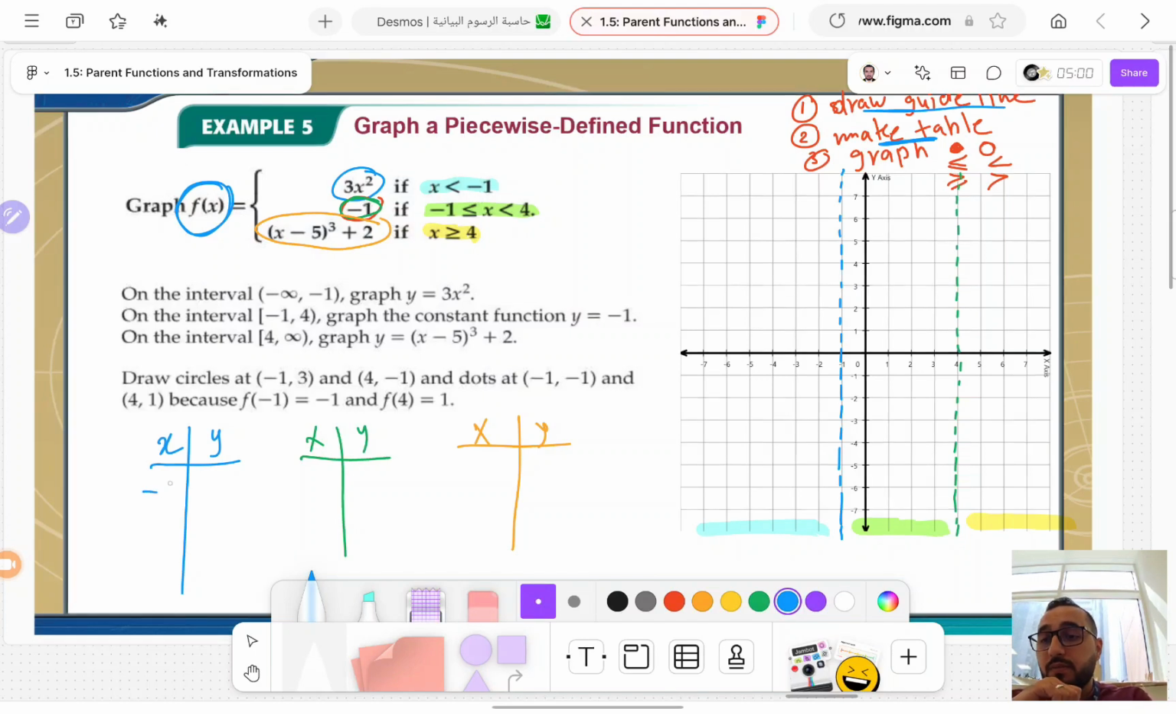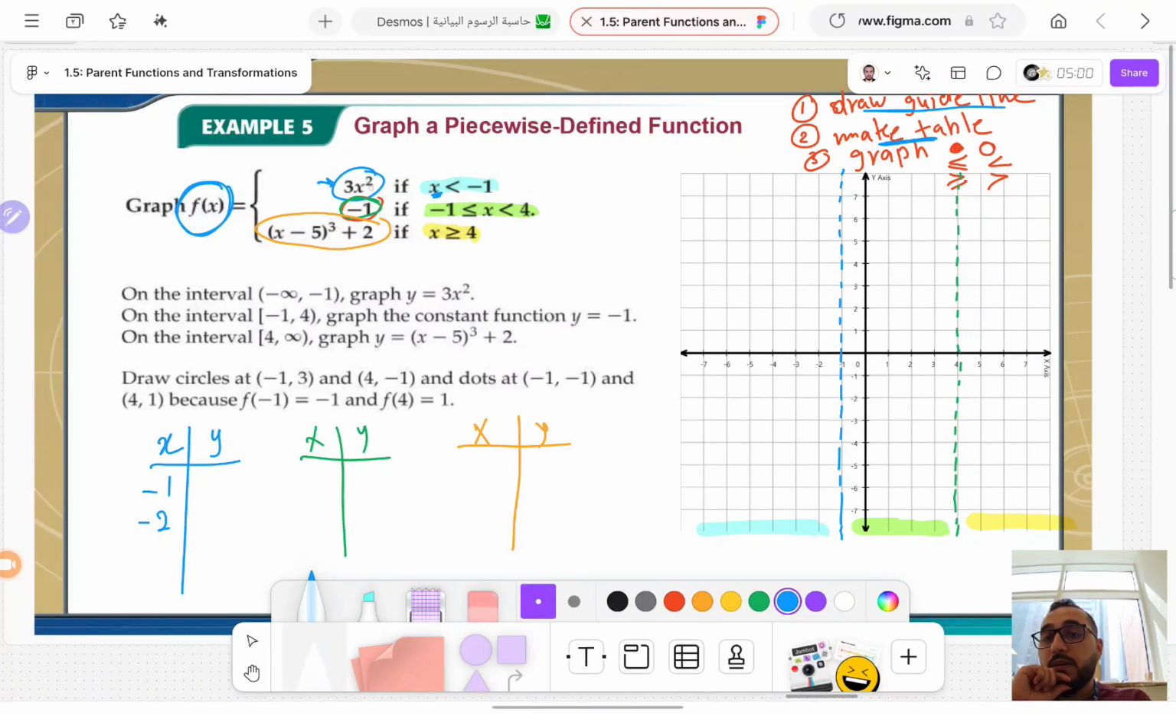-1, right? So write -1. Now you need another value. How can you pick another value? Look at the x. X here is less than -1 or greater than -1? It's less than -1. So because it's less than -1, you have to pick any value less than -1. Let's say -2. Now replace these two values in the first equation.